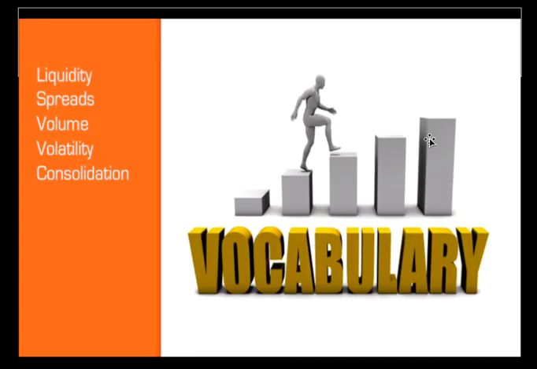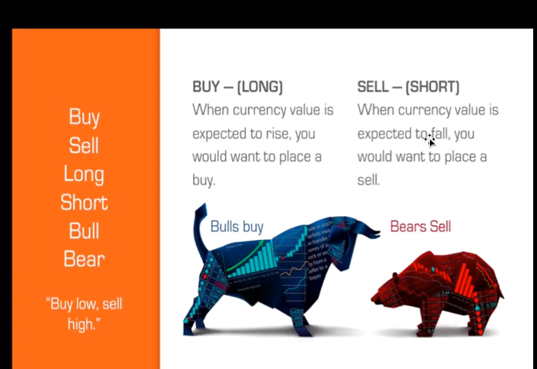Now, remember, in the previous video, we discussed liquidity, spread, volume, volatility, and consolidation. We're going to also throw a little bit of light on that. If you haven't watched that video, I would suggest you go back and watch it. If you have watched it and you've forgotten it, we're going to throw a little bit of light on liquidity, spread, volume, volatility, and consolidation. All right, let's move on. Now, you're also going to hear things like buy, sell, long, short, bull, bear.